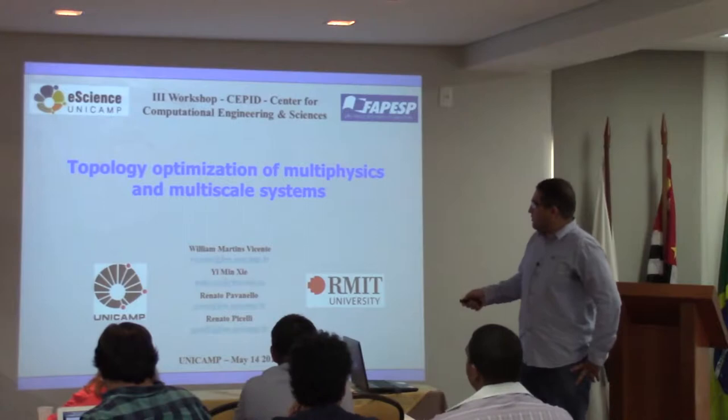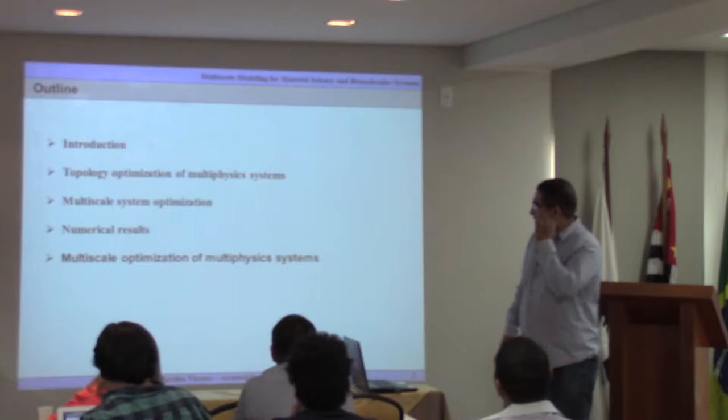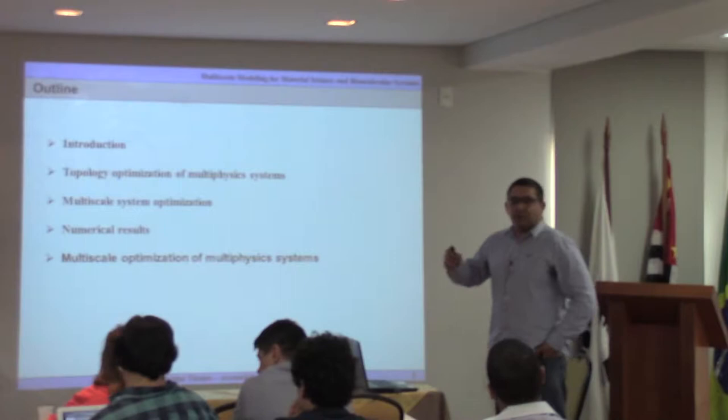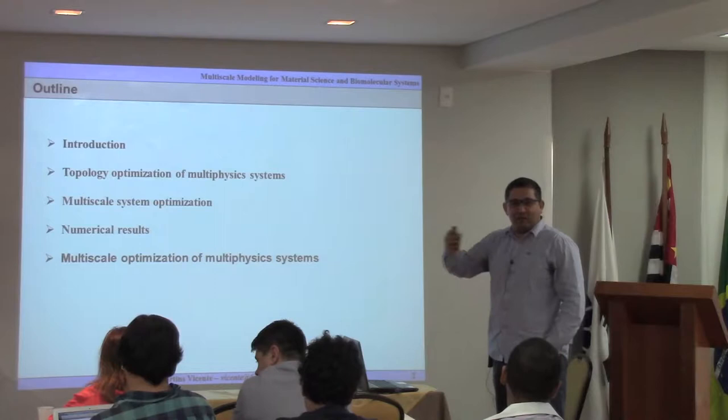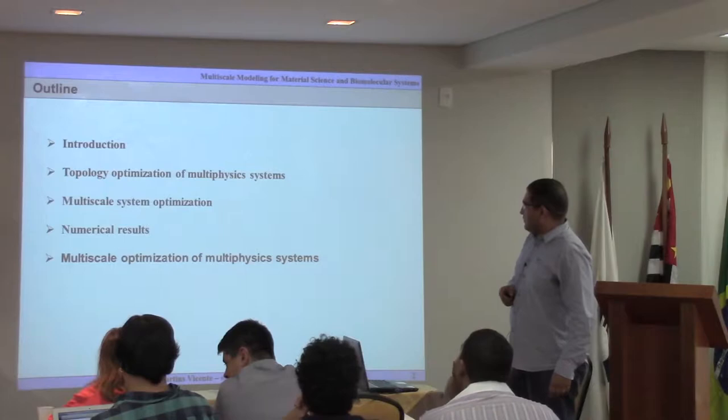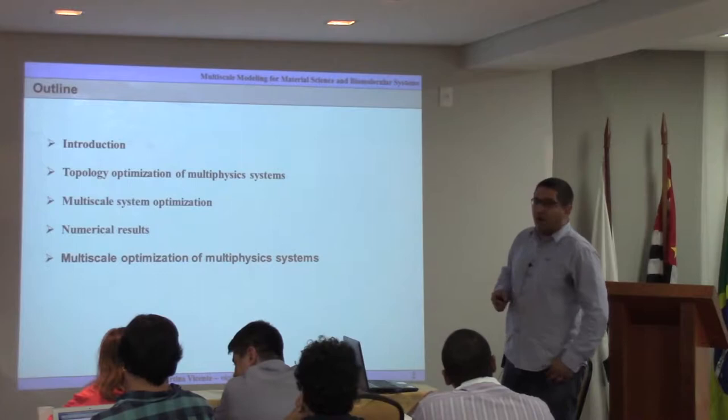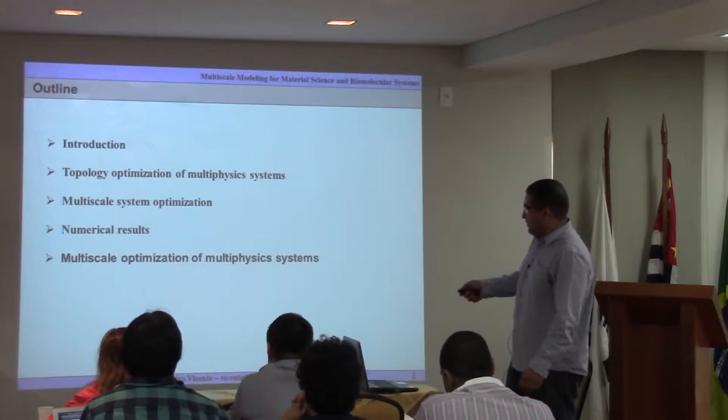And here's the outline of this presentation. Since my colleagues have already talked about finite elements and topology optimization, I'm probably going to go fast in this presentation because we are running out of time. Basically, we are going to cover topology optimization of multiphysics, some explanation, multiscale system optimization, numerical results, and our ongoing work, which is multiscale optimization of multiphysics systems.